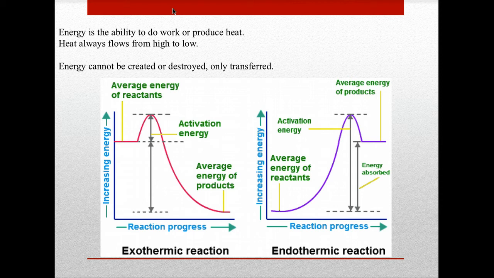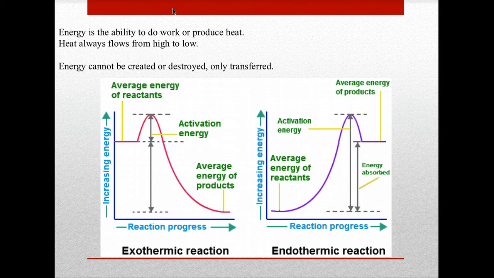Heat always flows from high to low. Okay, so heat always flows from a higher temperature to a lower temperature. So there's really no such thing as cold, it's just less heat. So if you think about it that way, then you can understand that it flows from a high place to a low place. And again, energy cannot be created or destroyed, only transferred. So energy is transferred from one object to another.